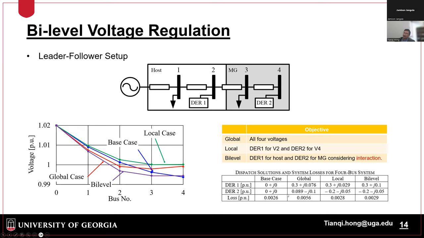As you can see, without compensation, we have the base case, which is the blue lines. With global compensation, we achieve the red line. With bi-level, we have the purple lines. And for the local compensation, we have the green line. At this moment, it is very hard to say which one is better. But the purpose here is just to see that different setups do result in different solutions.